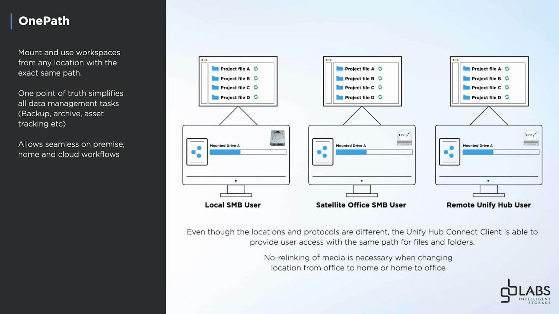So let's have a look at OnePath. This is really important. As I mentioned, it gives you the same path no matter where you are. So for example, if we look here, whether you're a local SMB user on-prem, whether you decide to move to a satellite office and you're also an SMB user, or whether you're a truly remote user using the Unify Hub Connect client application, you will see exactly the same file system and exactly the same file pathing.